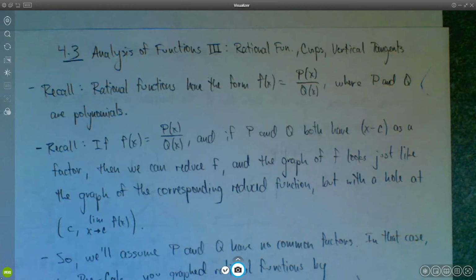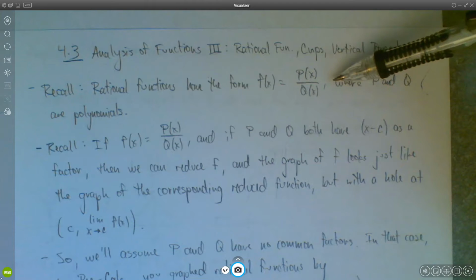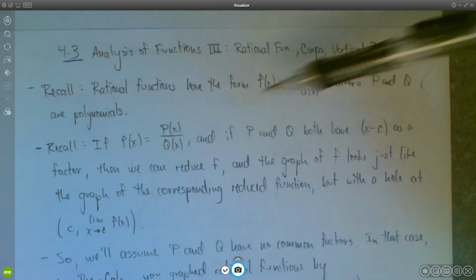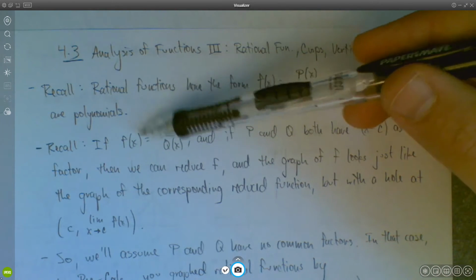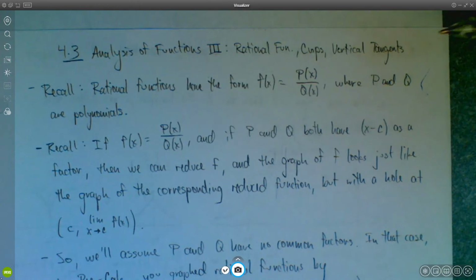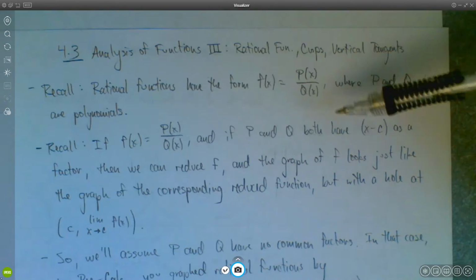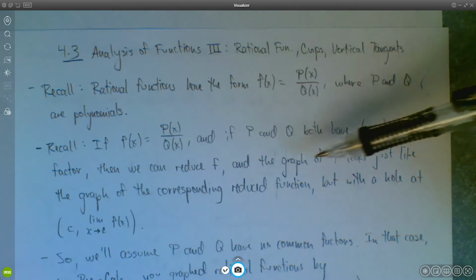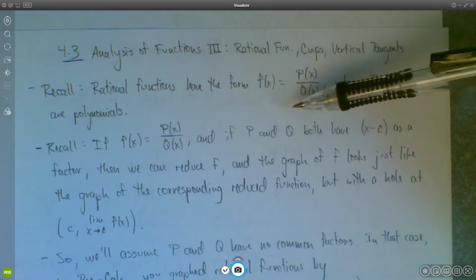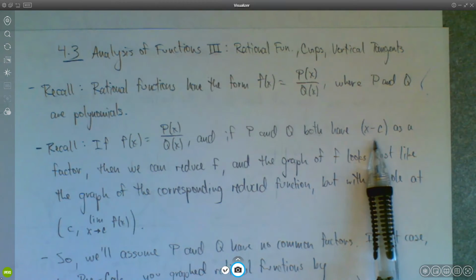So just to bring everyone up to speed, you may remember that rational functions have the form p of x over q of x, where p and q are polynomials. You may also recall that if you have a rational function, p of x over q of x, and p and q both have x minus c as a factor, then we can actually reduce the function. We can factor out that common factor and cancel it off. And then in that case, the graph of our original function f looks just like the graph of the reduced function, except that f is going to have a hole wherever you had that common factor.